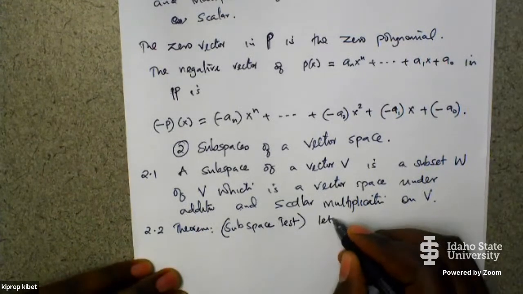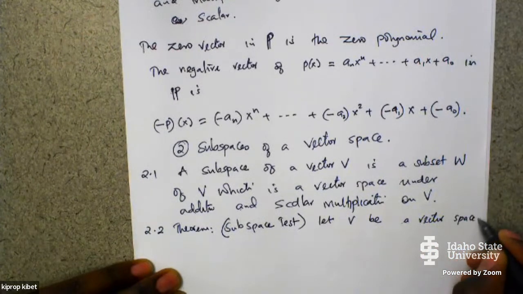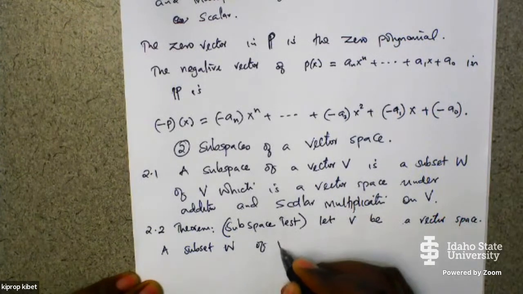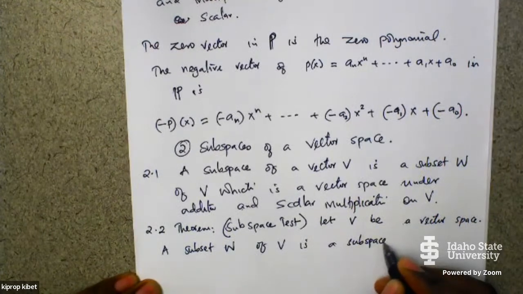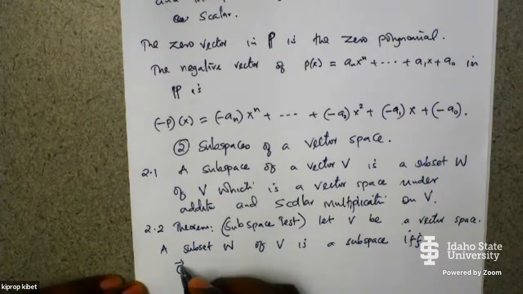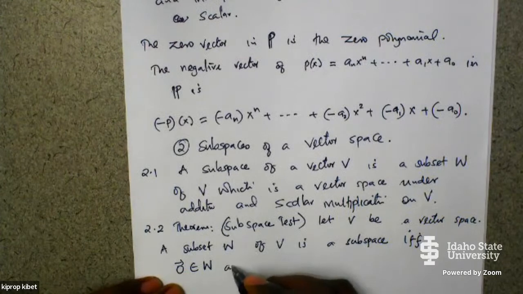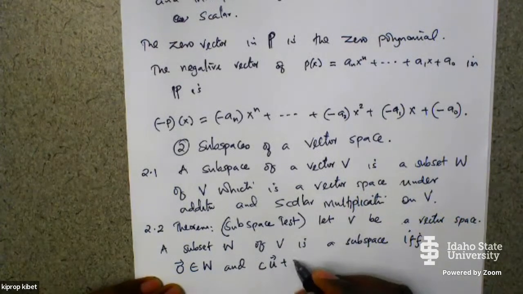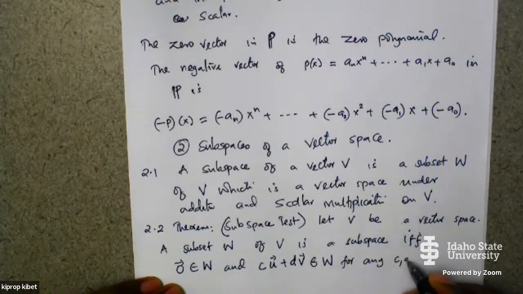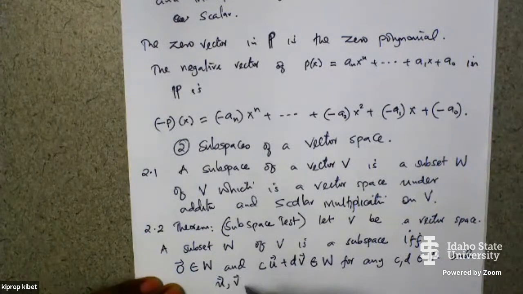So if we let V be a vector space, a subset W of V is a subspace if and only if the 0 vector is an element of W, and cu plus dv are also in W for any c and d elements of the real numbers, and u and v are elements of W.